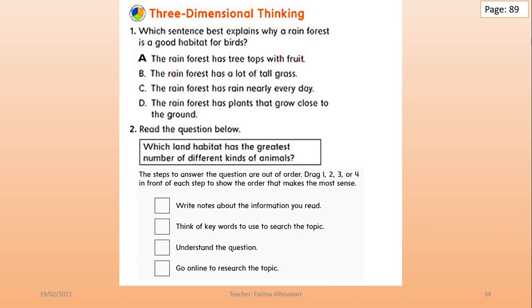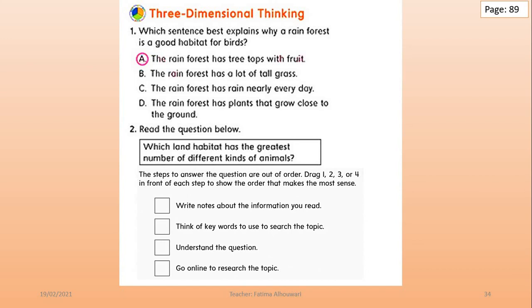What do you think, grade 2? Which sentence best explains why a rainforest is a good habitat for birds, not other animals, for birds? Did you say A? Yes, of course. The birds can eat fruit on the tops of the trees. Interesting. Now, let's see question number 2.